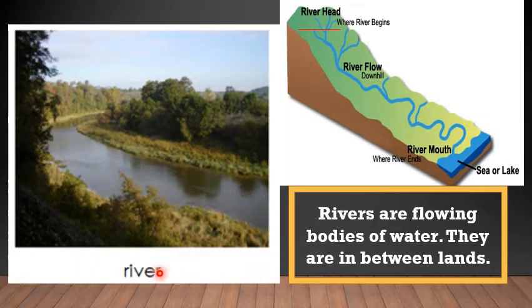Next we have the river. Rivers are flowing bodies of water. They are in between lands. River water comes from a highland called the head. It may end into an inland body of water called the lake or into the sea. The place where the river ends is called the mouth. Fishes like hito, biya, carp, and dulong are found in rivers. You can also find clams in rivers. And people enjoy bathing in rivers.